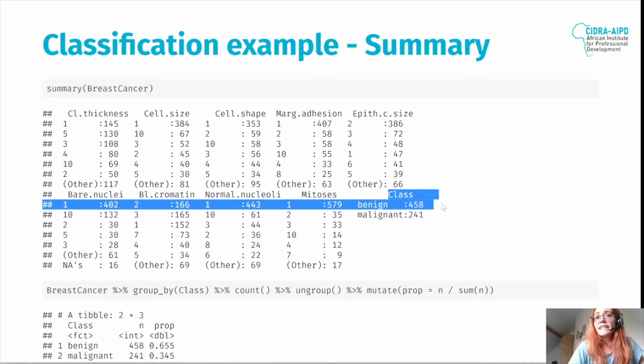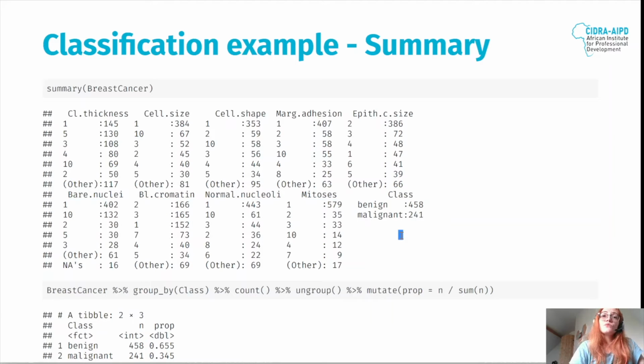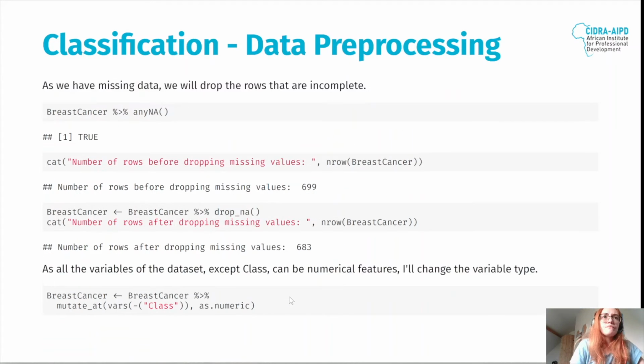We have here the class, which is going to help us understand if the classification is imbalanced or not. So we have 458 benign cases and 241 malignant cases. So grouping by everything and counting, we can check the proportion. We have that 65% of the data is positive, so benign, and 35% of the data is malignant, so negative.